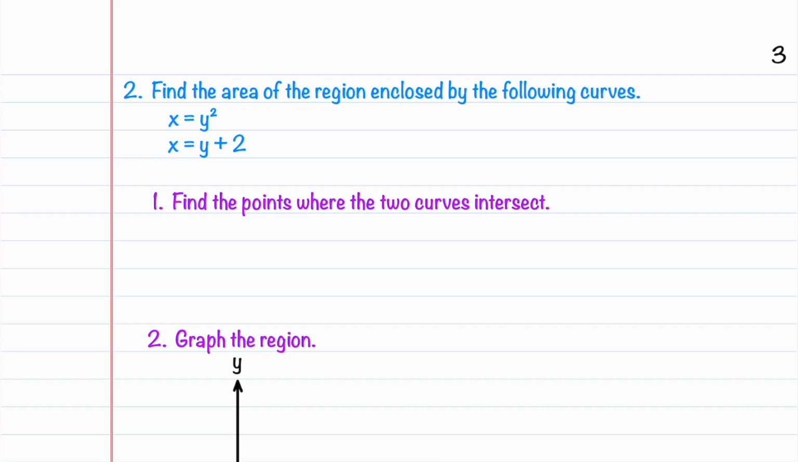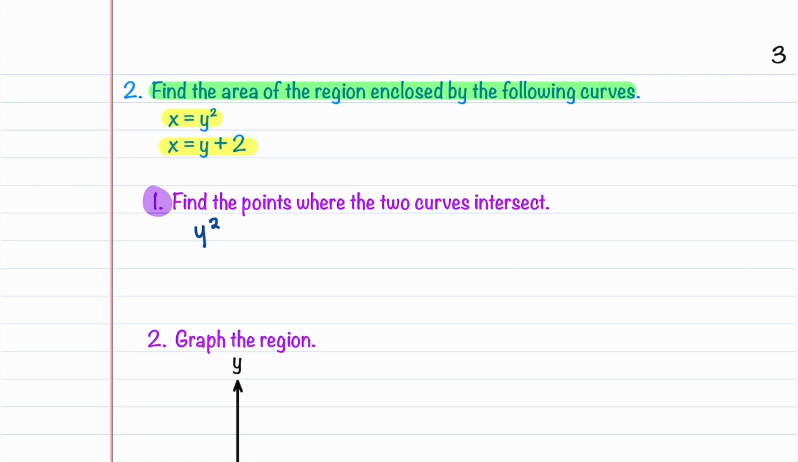In this example, we're going to find the area of the region enclosed by the following curves: x is equal to y squared, and x is equal to y plus 2. The first thing that we want to do is to find the points where these two curves intersect. To do this, we're going to set the two curves equal to each other.